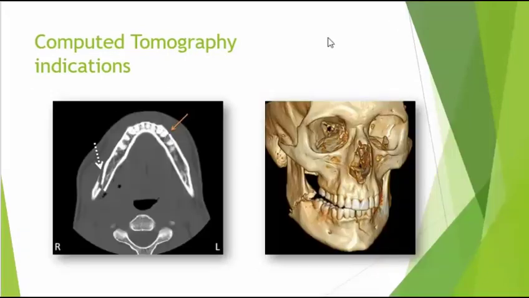CT scans are considered the gold standard in diagnosis of facial fractures, especially after trauma. In this axial slice, we have a fractured mandible. This is a body fracture, and here we have a parasymphysis fracture. As you can see, this is a 3D image of the patient's skull. Here, this is the fracture, and here.